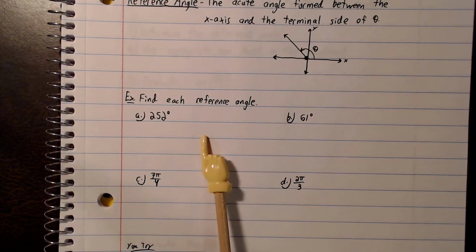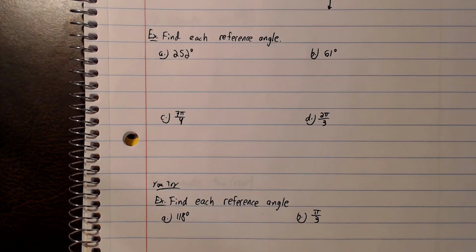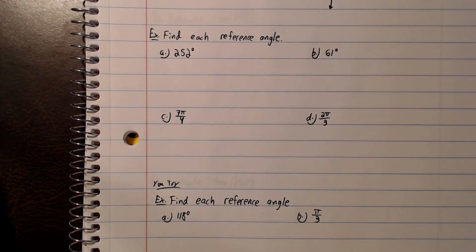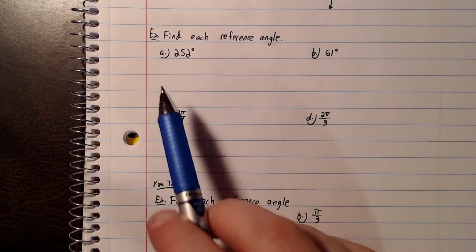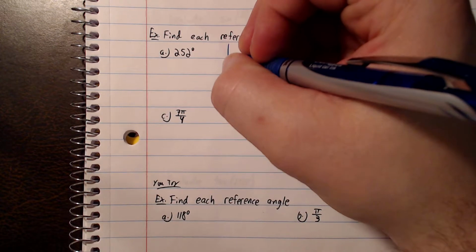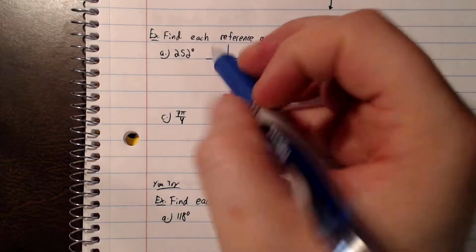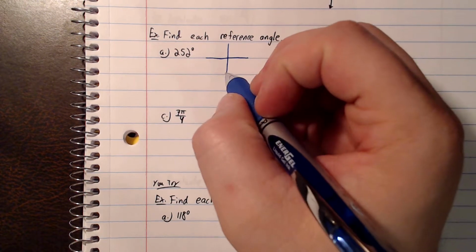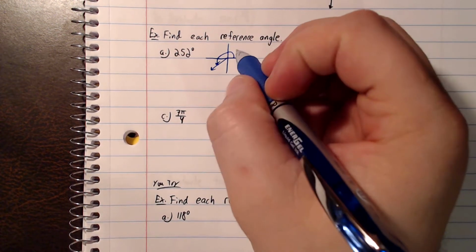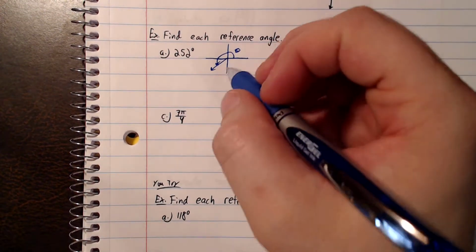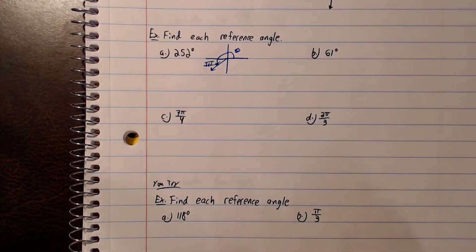Okay, so here we go. Here's what we're going to be doing. Find the reference angle of each of these. Okay, we have 252 degrees. We need to first figure out which quadrant it falls in. 252 is past 180, not quite 270. It's somewhere over here. So that's our theta. That means that our angle is falling in quadrant 3.